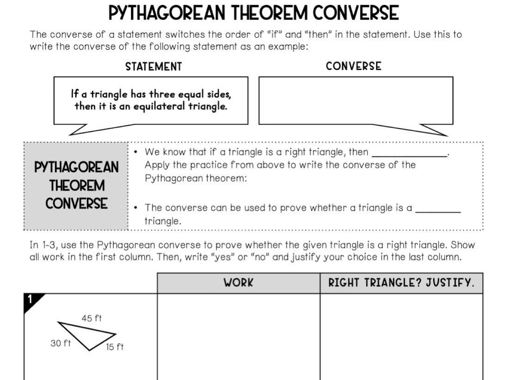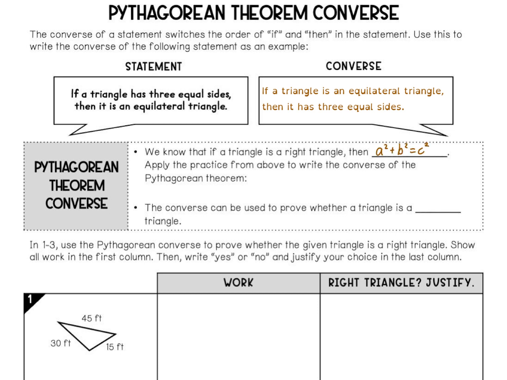The converse of a statement switches the order of if and then in the statements. Use this to write the converse of the following statement as an example. The statement is, if a triangle has 3 equal sides, then it is an equilateral triangle. The converse would be, if a triangle is an equilateral triangle, then it has 3 equal sides. Notice how all we did was switch the first and second parts of the statement.